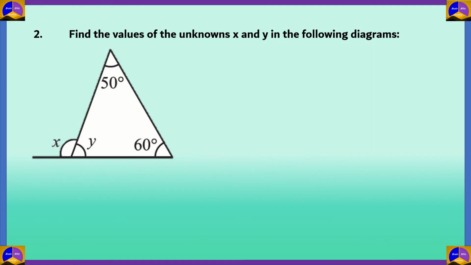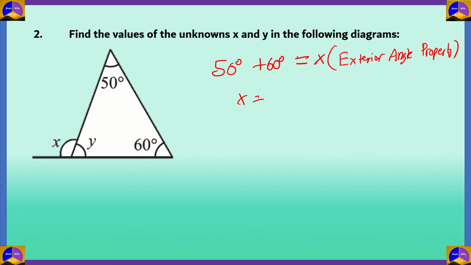Next question. Find the values of unknown x and y. So in this diagram, we'll use the exterior angle property. So 50 degrees plus 60 degrees would be equal to x. Reason: exterior angle property. So 50 degrees plus 60 degrees would be equal to 110 degrees. So x is equal to 110 degrees.